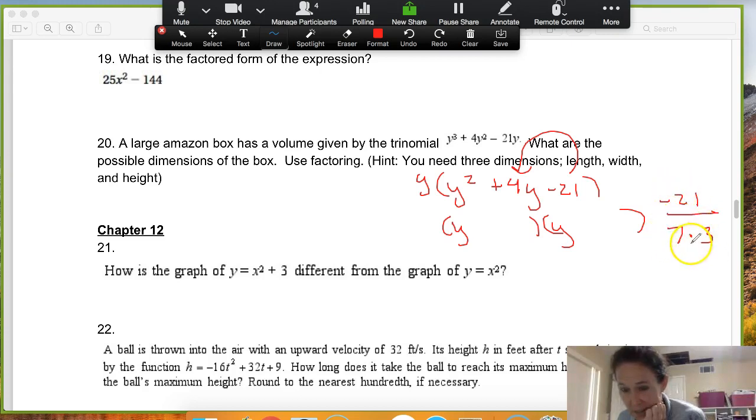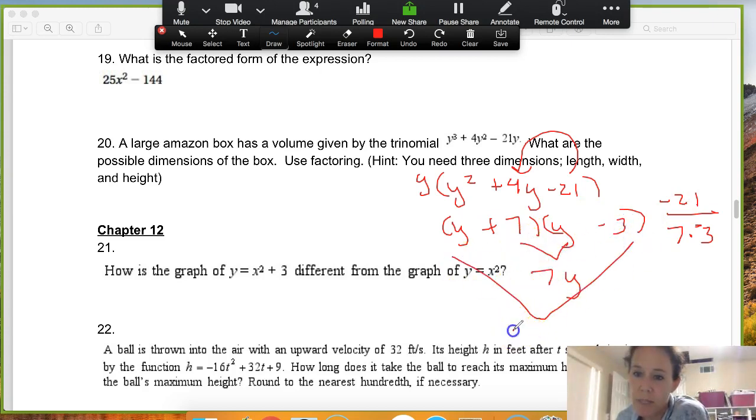If one was negative and one was positive, right? Well, 7 times negative 3 is negative 21. So I'm going to go plus 7 minus 3. Check your inner terms, 7y. Check your outer terms, negative 3y. Does that add up to be 4y, my middle term? It does.